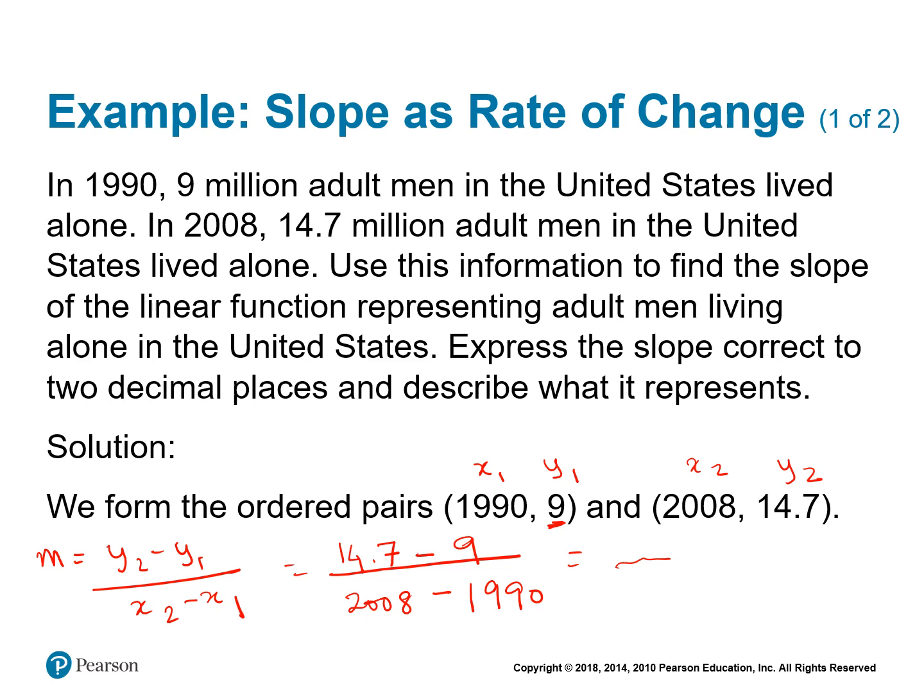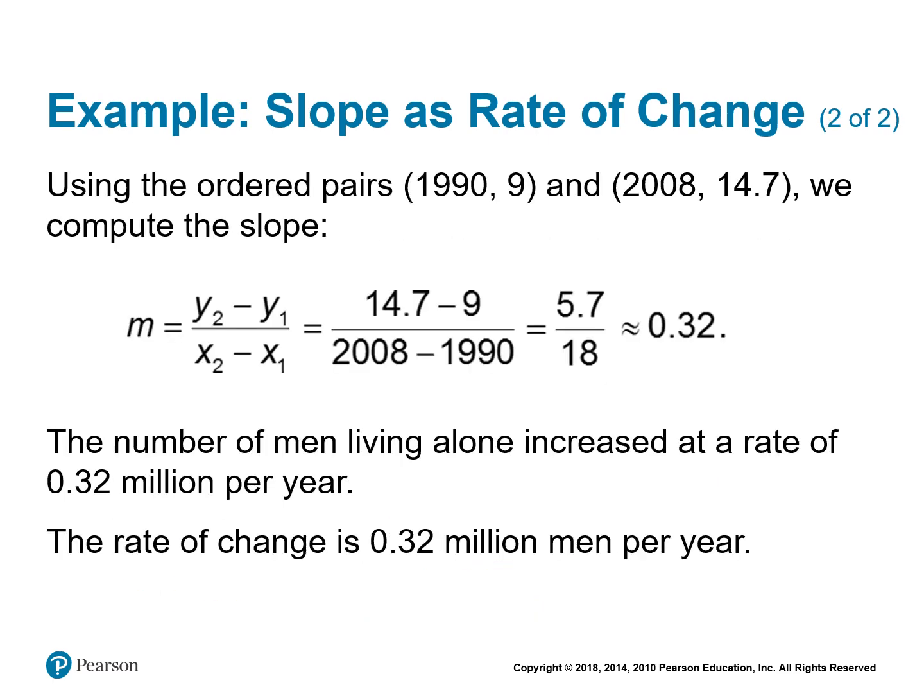So in the next slide, they do the calculation. Let's go over that. Using the ordered pairs 1990 comma 9 and 2008 comma 14.7, they did the same thing here. y2 minus y1 was 5.7, 2008 minus 1990 is 18, and when we do the calculation on our calculators, it approximately comes to 0.32 million.